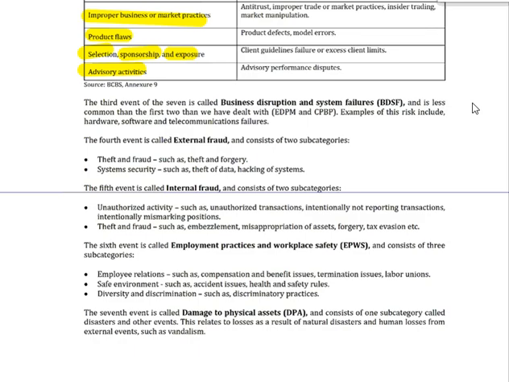Third category is called BDSF, business disruption and system failures. Less common than the first 2. And examples over here include hardware, software, and telecommunications failure.